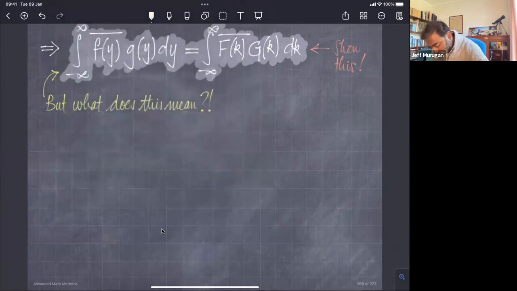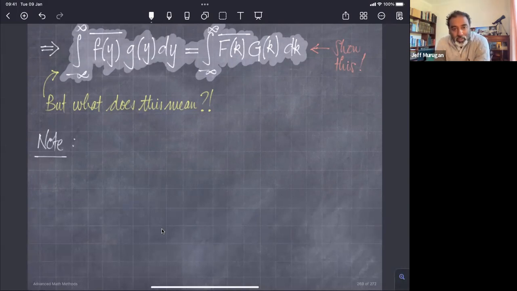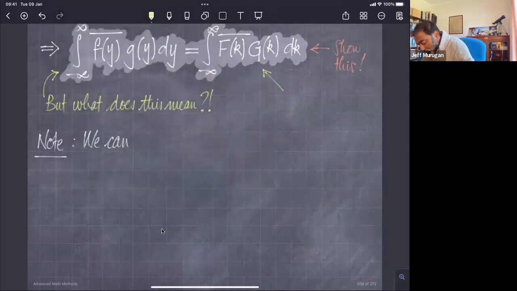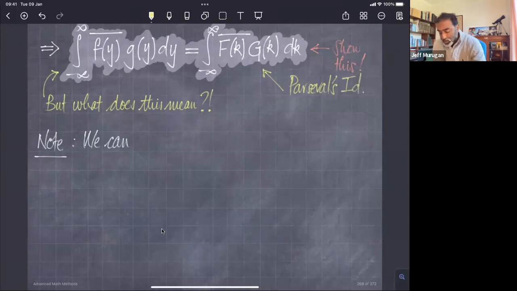And to answer this, let's make the following note. If I write f and g as abstract vectors in a function space or Hilbert space, such that f of x is the projection of the vector f onto the x basis, and f tilde of k is the projection of f onto the associated momentum basis, then we can express, sorry, I should write this as well. So this is what's called Parseval's identity. We can express Parseval's identity as follows.